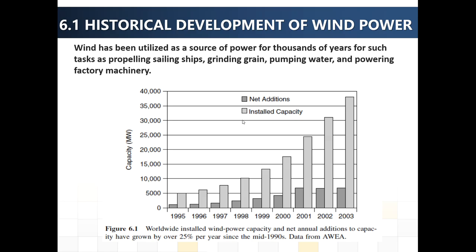Figure 6.1 shows the worldwide installed wind power capacity from 1995 to the year 2003, and the data is from AWEA, the American Wind Energy Association. It can be seen that the net annual addition to capacity has grown by over 25% per year since the mid-1990s.